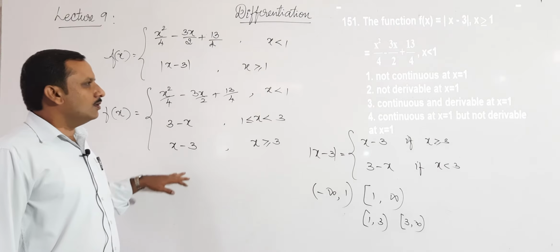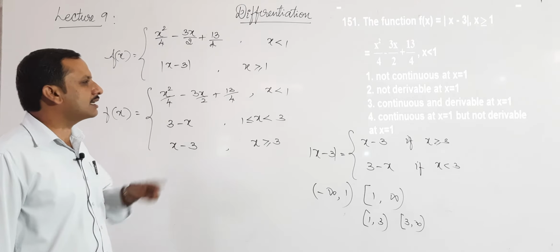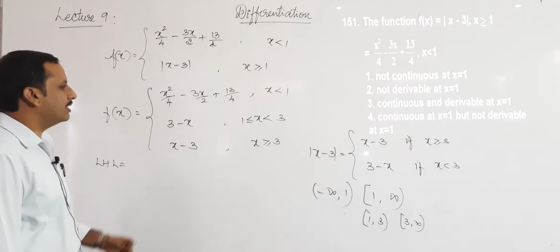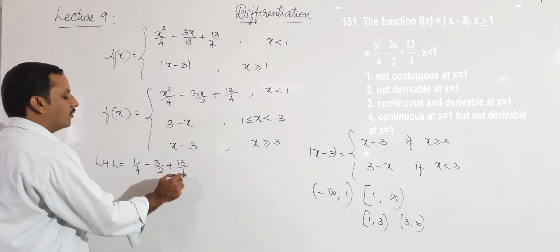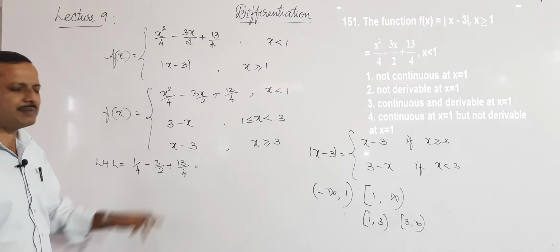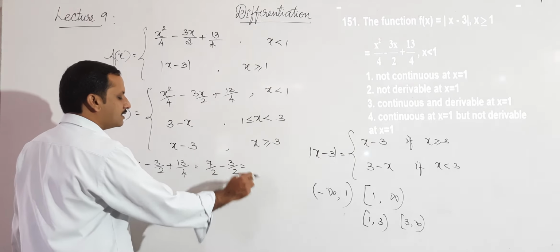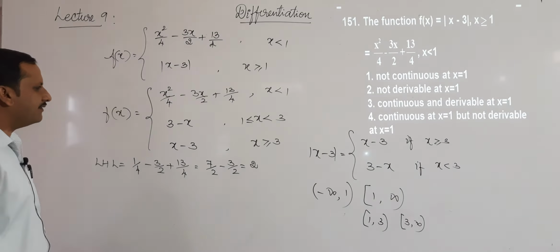Okay. So now let us start the solution. We want to test the continuity. First I will test the continuity at x equal to 1. To the left side of 1, the function is defined like this. To the right side of 1, function is defined like this. So there we will find out left hand limit and right hand limit. Left hand limit, to the left side of 1, when x is less than 1, put x equal to 1 here. We get 1 by 4 minus 3 by 2 plus 13 by 4. That's equal to 1 plus 13, 14 by 4. 14 by 4 I will write as 7 by 2, minus 3 by 2. 7 by 2 minus 3 by 2 is 4 by 2, which is equal to 2. Left hand limit is 2.